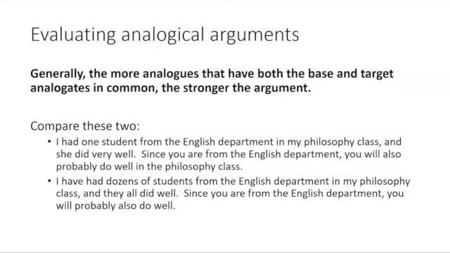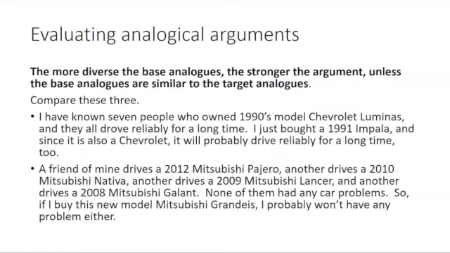So here I have many analogs that share both the base and the target analogates. And so it seems like my evidence that you're going to do well, or my belief that you being from the English department is a sign that you will probably do well, is much stronger, because the evidence that I have is much stronger: I've had dozens of students and they all did well rather than just one, right? Okay. That's easy to know. Generally, again, the more analogs that have both the base and target analogates in common, the stronger the argument. All right.